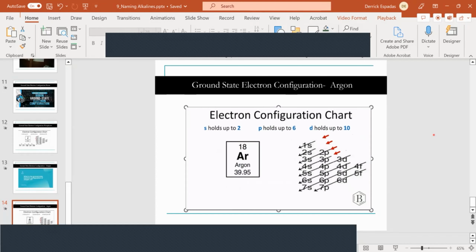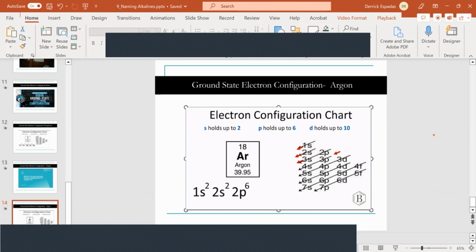We use the chart on the right to help us write the notation for argon. We'll go down the first row, and there we have the 1s. S orbitals can hold up to 2 electrons, so we'll put a 2 after the s. We'll go down the next row, we have the 2s, s's can hold 2, and then to the third row where we start with the 2p. P orbitals can hold up to 6 electrons, so let's put 6 electrons in this 2p orbital. That gives us a total of 10.